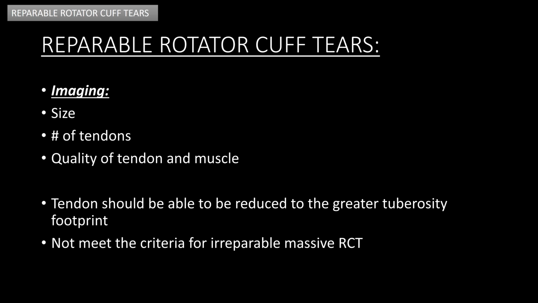In terms of imaging criteria, from imaging perspective, the rotator cuff tear is considered repairable based on the size of the tear, number of the tendons involved, quality of the tendon and muscle. That should allow surgeons to perform primary repair. And again, these tears should be able to be reduced to the greater tuberosity footprint, and they do not meet the criteria for irreparable massive rotator cuff tear that we will discuss in detail in a few minutes.